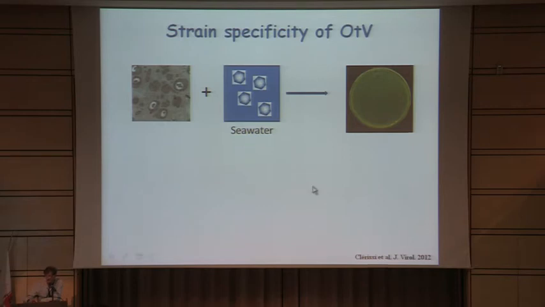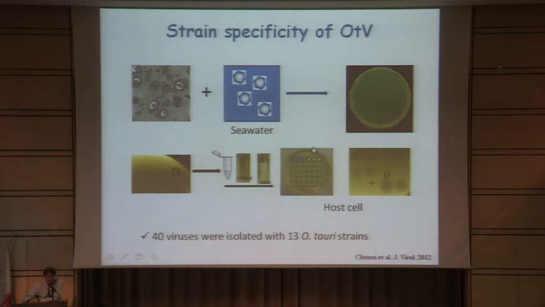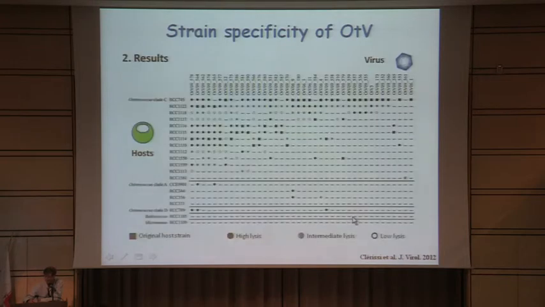So we had some indications. We thought initially that these viruses are highly specific. And to check that, we used different strains of Ostreococcus tauri that we had in the lab, and we tried to isolate new viruses from seawater by plating seawater on lawns of these different strains. And then we could amplify by picking the lysis plaques. We amplified the virus and we checked the specificity.